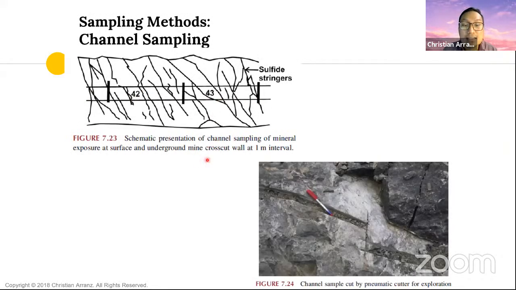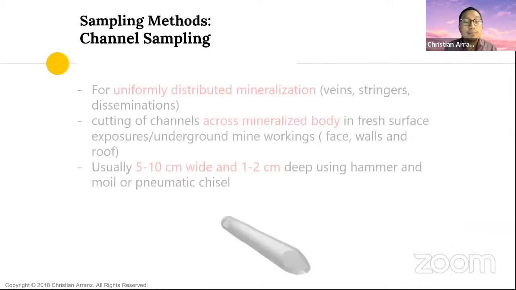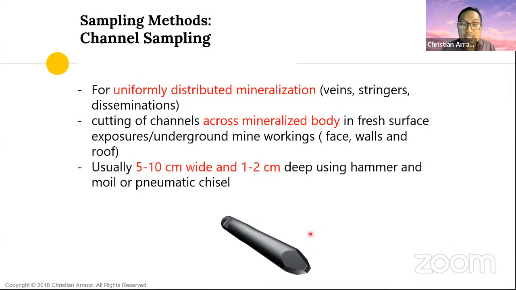Ayan. So these are two methods of how it can be done. Pwedeng magkatabi, like this one, this is 42 and 43. And then ito naman, yung isang channel niya ito, pero yung isa, ito, nasa baba. Again, this one is a moil.